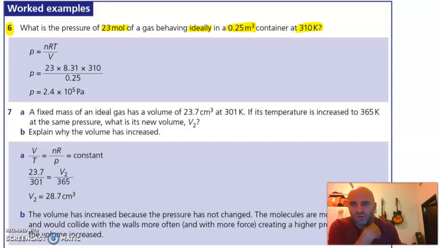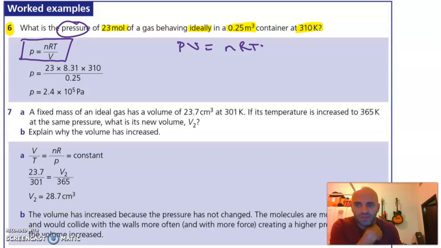Well, this is just a fairly straightforward application of the ideal gas law. So you're starting off with PV equals nRT. You're looking for the pressure, so you just rearrange for pressure only. That's given there. They've left the units out here, but everything is fine because they've got the number of moles in moles, obviously. The volume is in cubic meters, and that's down here. And the gas constant is given there, and the temperature is 310 Kelvin.